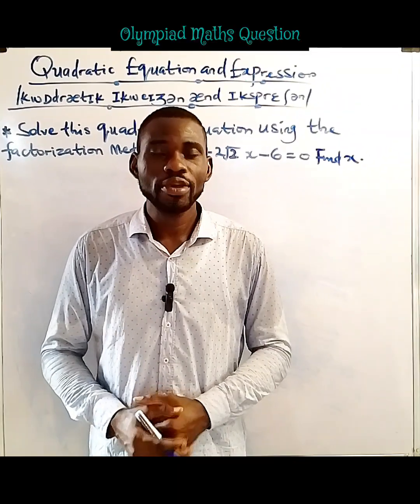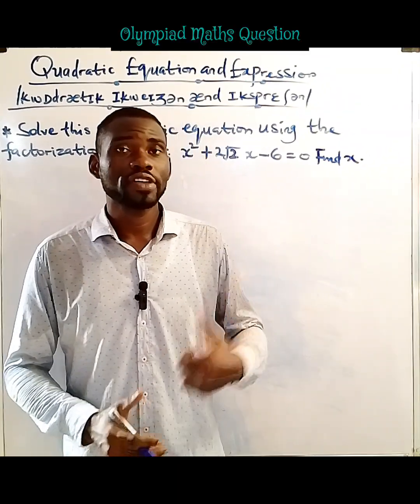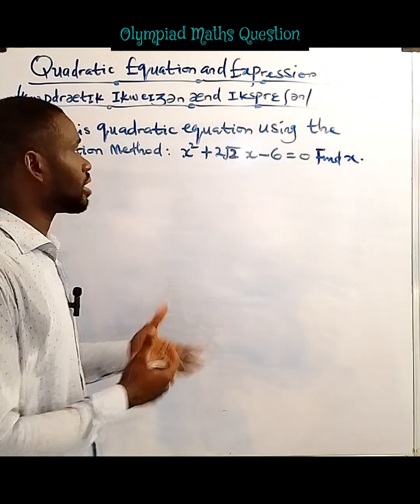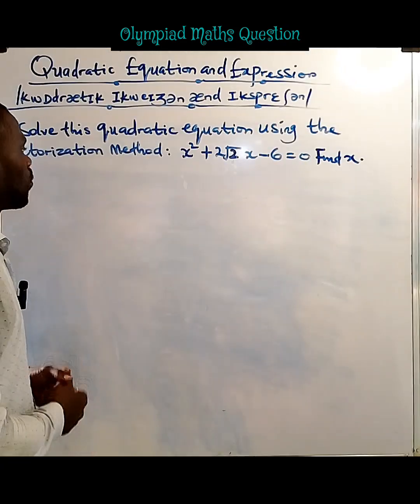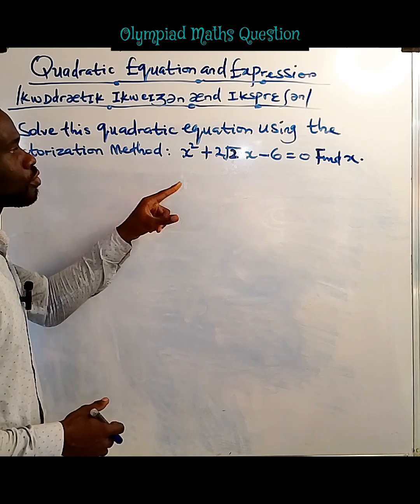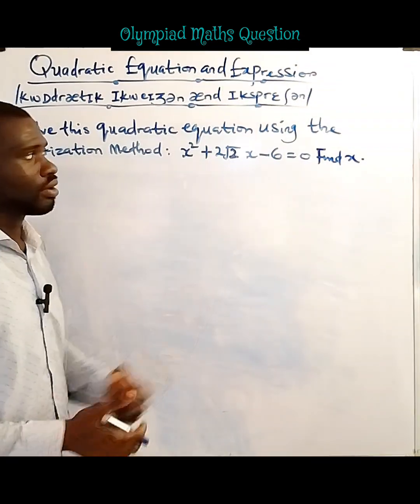Hi guys, today we're going to be solving a tricky question on quadratic equations using the factorization method. This question is very much an Olympiad math question. We are asked to solve the quadratic equation x squared plus 2 root 2 x minus 6 equals 0, and also to get the value of x.